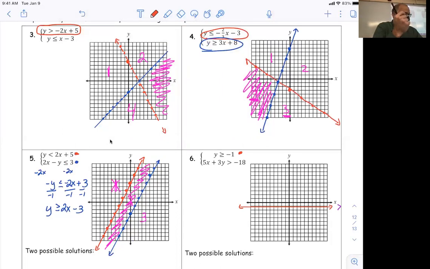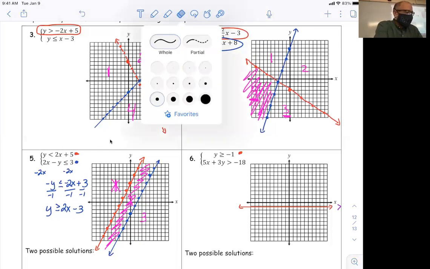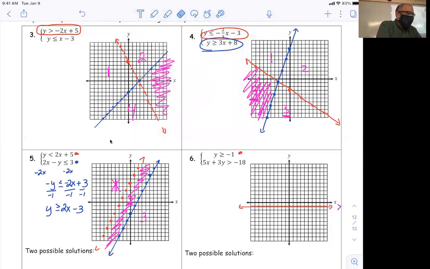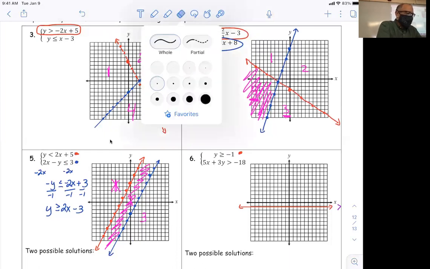I forgot to look. Did I draw my other? Oh, nobody stopped me. Number 5. We got something wrong on number 5. What do we got wrong on number 5? Yeah, it's supposed to be a dashed line. So we can fix this. Here we go.